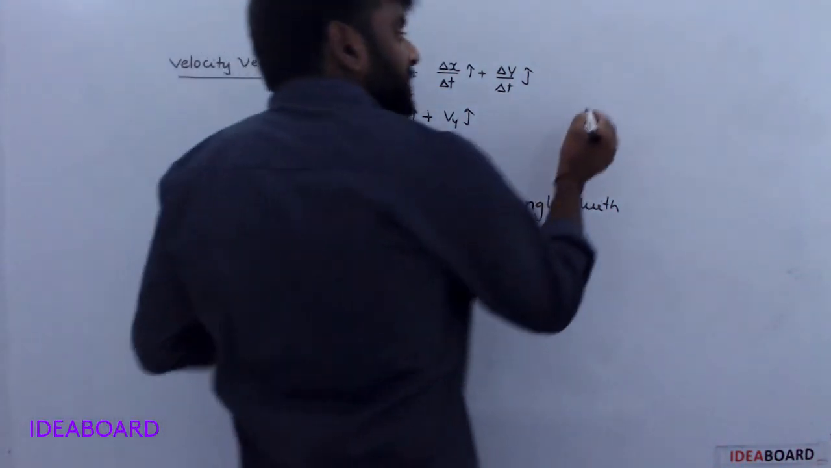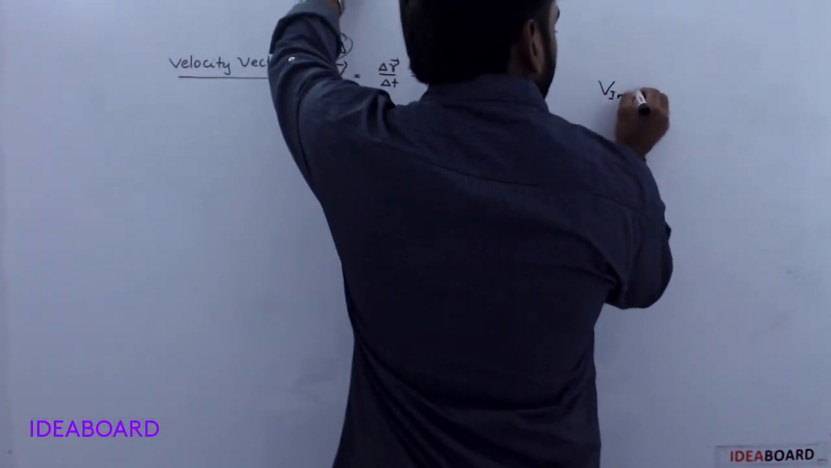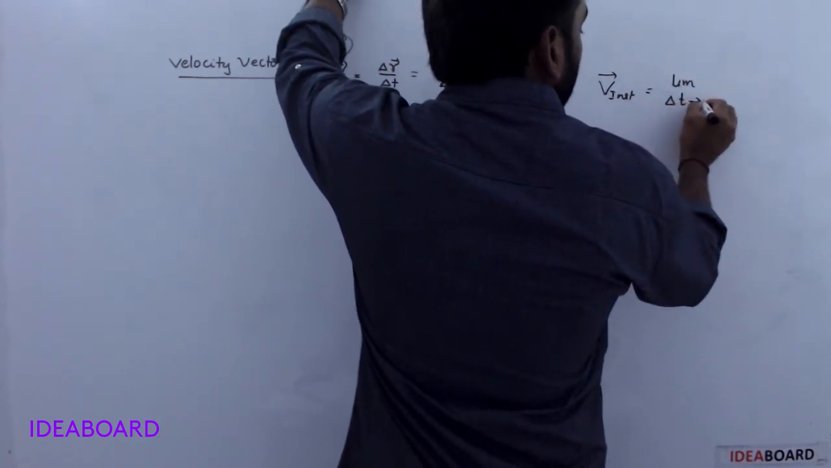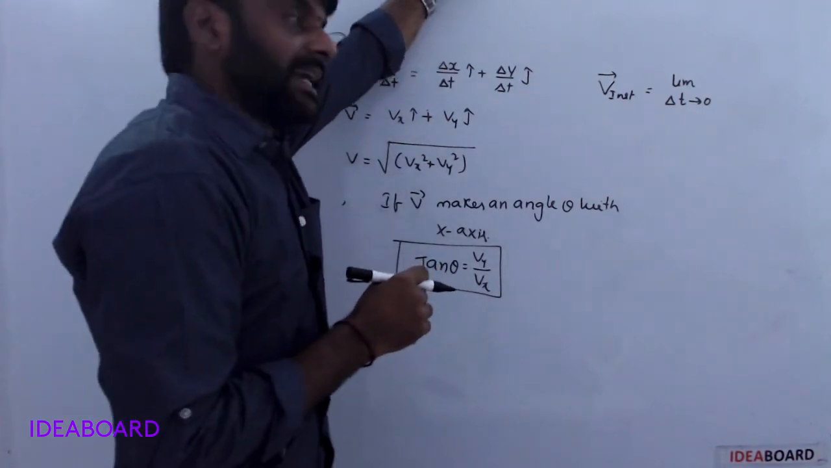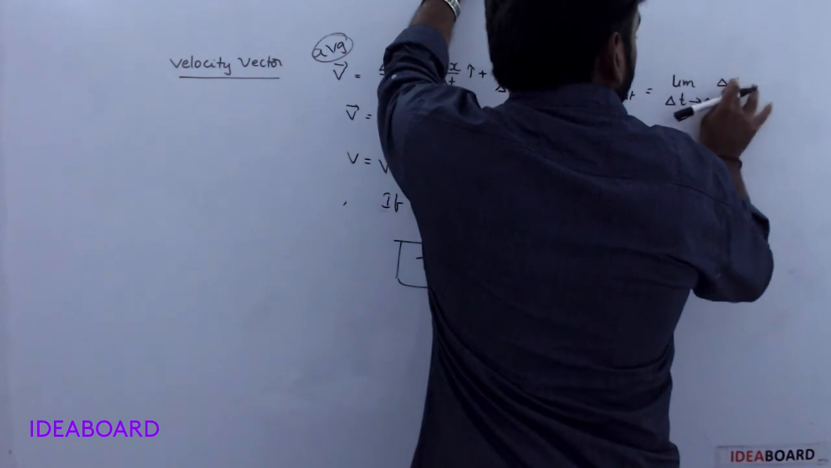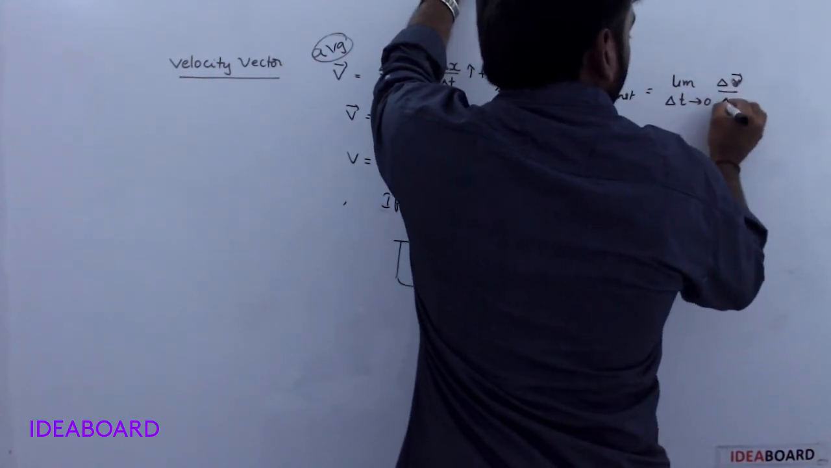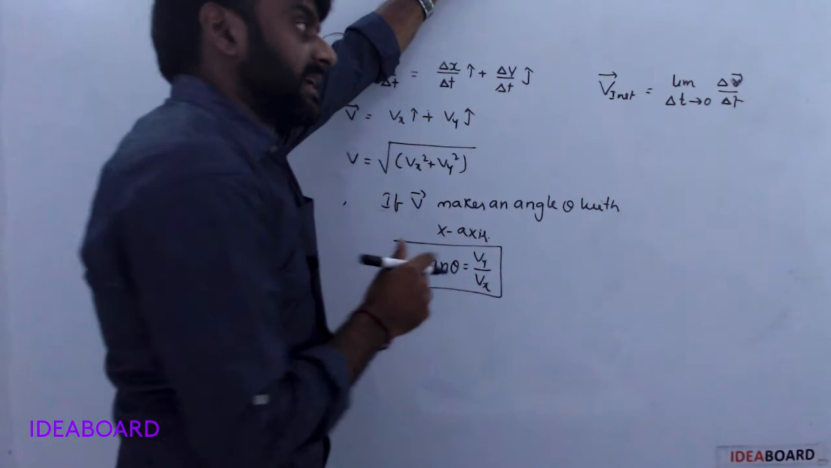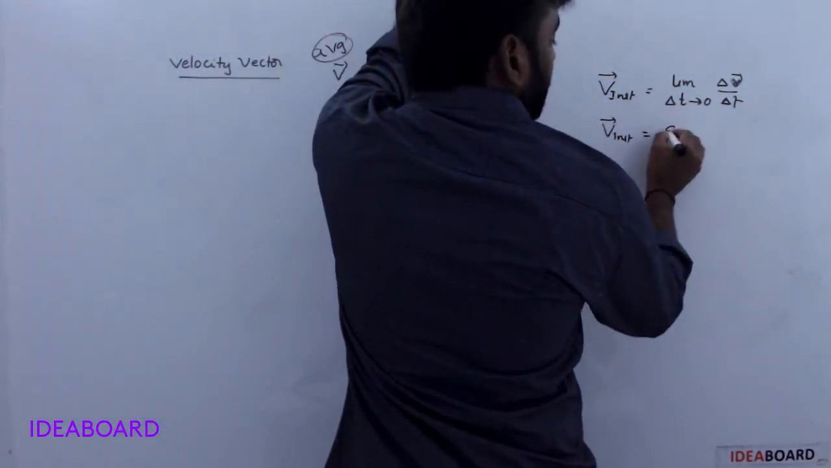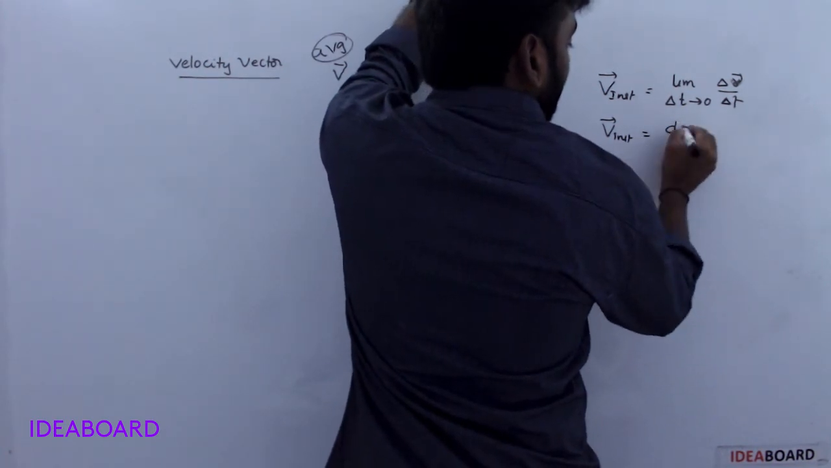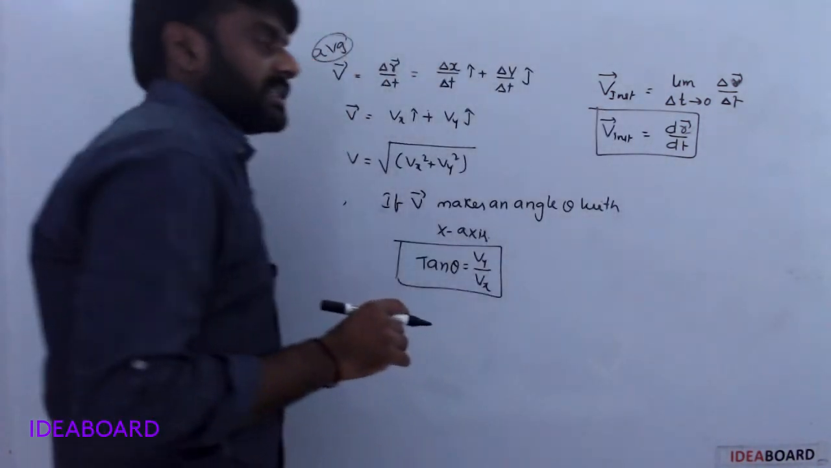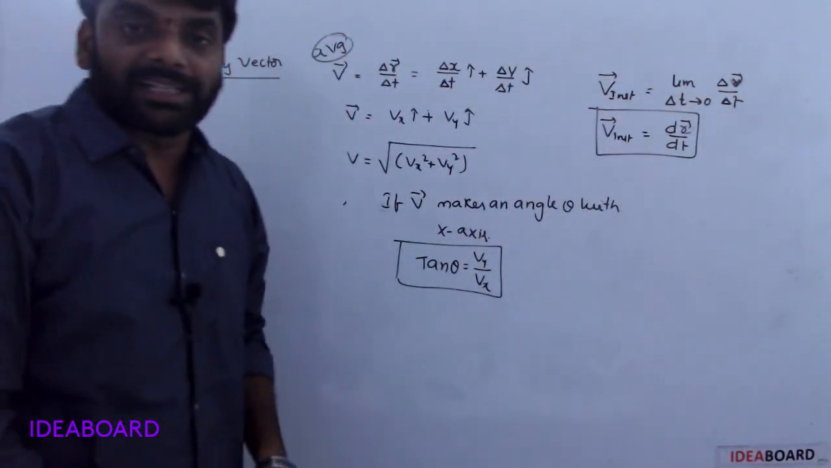So instantaneous velocity: limit delta t tends to 0 of delta r bar by delta t. So instantaneous velocity is simply written as d r bar by dt. This one is the instantaneous velocity.